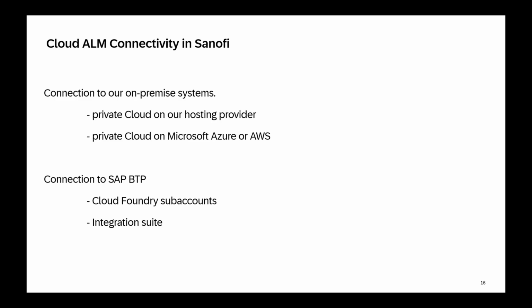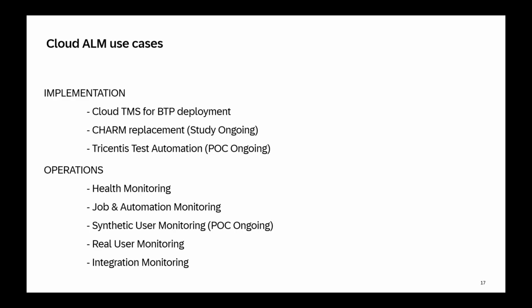As I said, in terms of connectivity, we have our private cloud with our hosting provider T-Systems. We also have private clouds on Azure and AWS, so we have different systems connected with different private clouds. And we also use the SAP BTP platform. Some use cases that we implemented: Cloud TMS for BTP deployment. We use it for Fiori applications that we develop internally, and also for Integration Suite to deploy the artifacts.